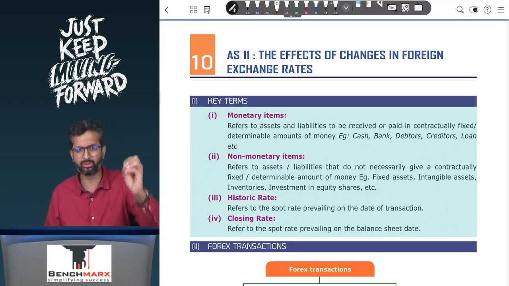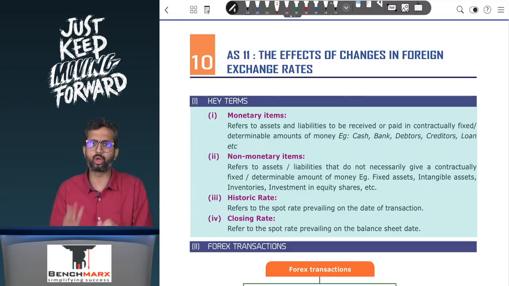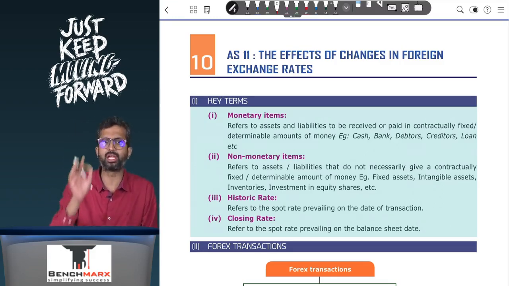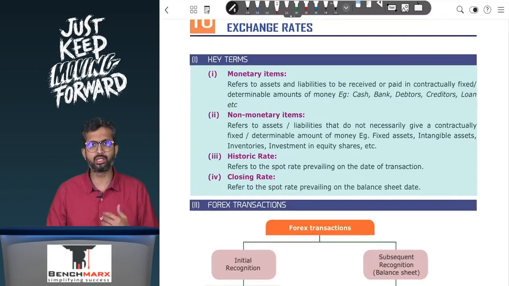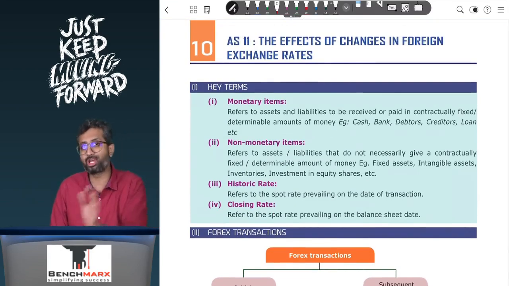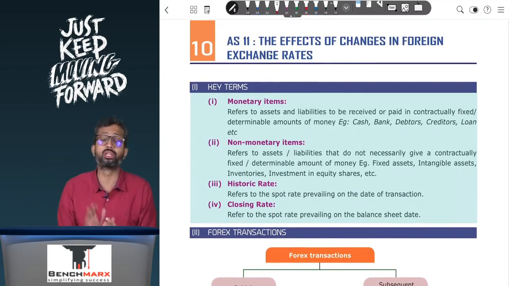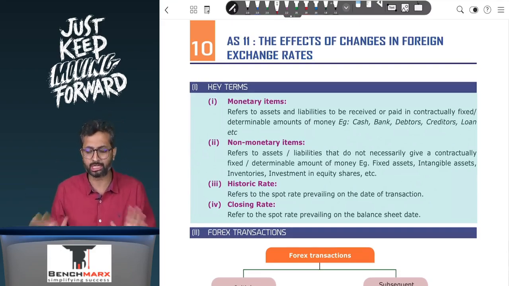So what are those rates? A few key terms here. First, there is something called the historic rate. Historic rate refers to the rate prevailing as on the date of the transaction. So whenever the transaction happens, whatever the rate is on that date is called the historic rate. Second is the closing rate. Closing rate refers to the rate on the balance sheet date. So if you are preparing the balance sheet on 31st March 25, the closing rate would be the rate on 31st March 25. That is the closing rate appearing on the balance sheet.